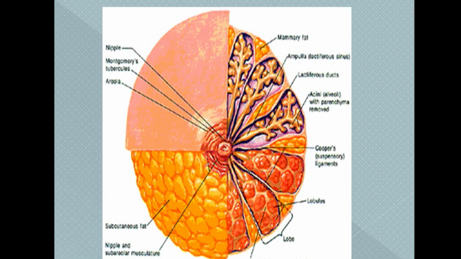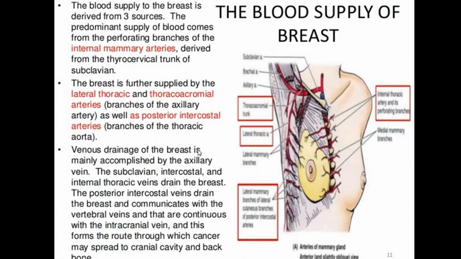Okay, so the septa divide the breast tissue into multiple lobules, drained by the lactiferous ducts, which drain into the lactiferous sinus, opening into multiple separate openings through the nipple, which is covered by the highly pigmented areolar tissue. Now, the blood supply of the breast: the breast is supplied by three sources.